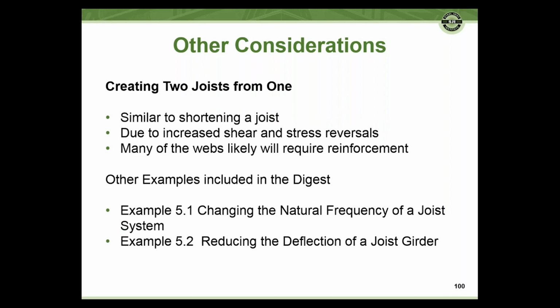When creating two joists out of one, it's similar to shortening a joist if you think about it. The only difference is that you may find that in those webs you're going to get shear stresses or stress reversal, and many webs are going to be required to be reinforced. Some other examples in the technical digest regard changing the natural frequency of a joist or reducing the deflection of a joist girder. There are a couple of examples of each of those in the technical digest. They're really good.